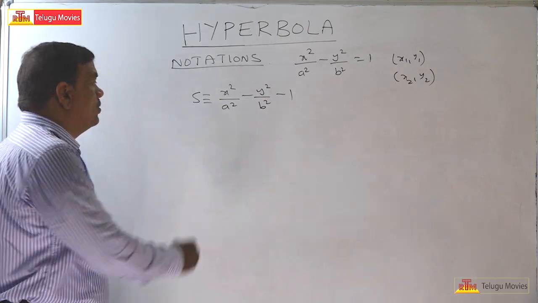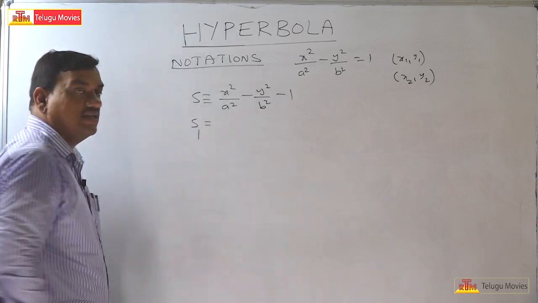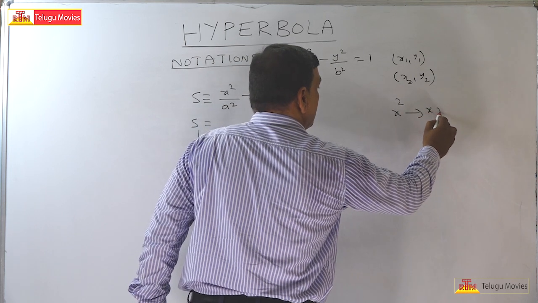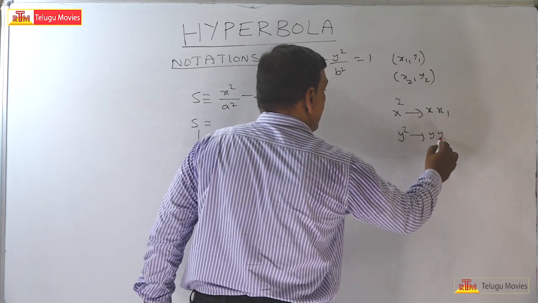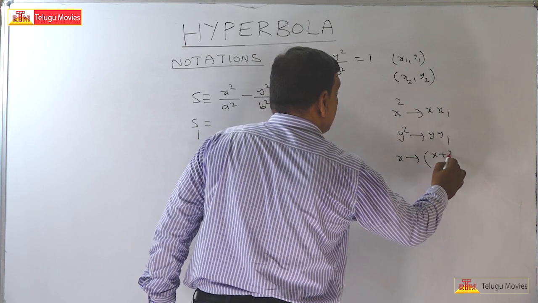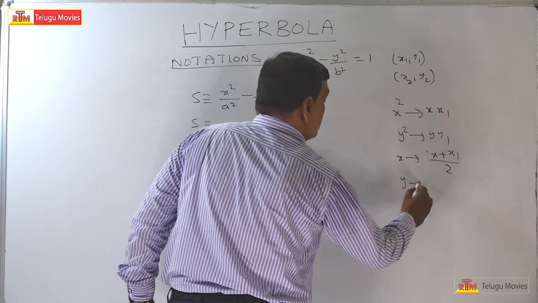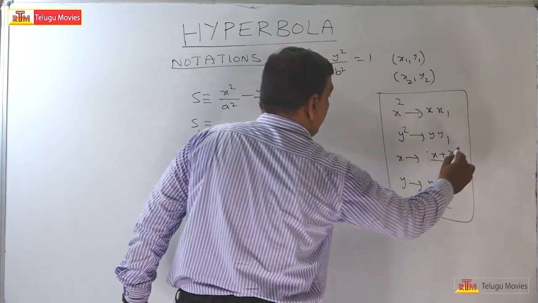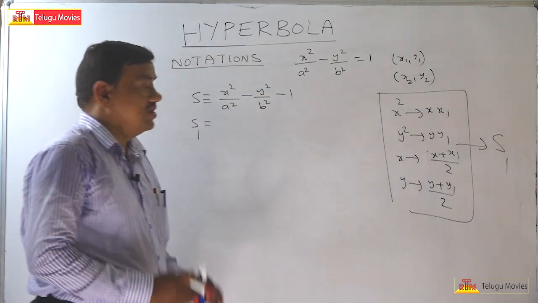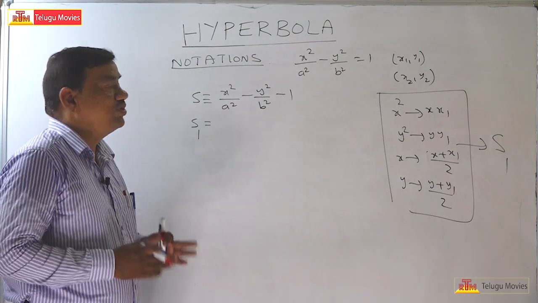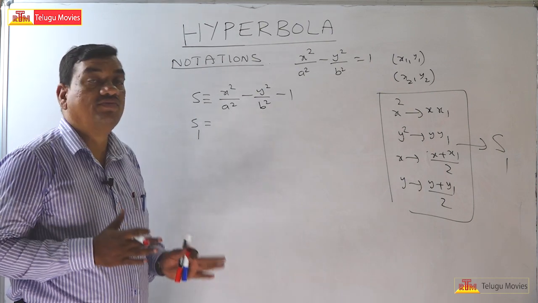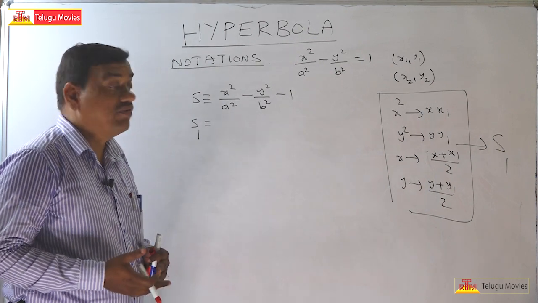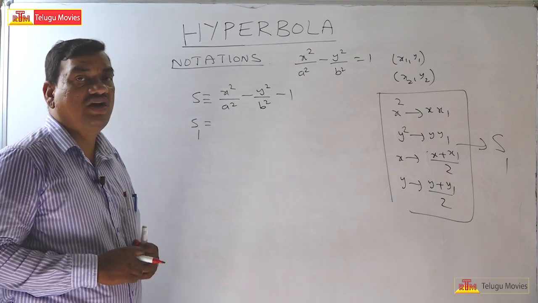Okay, now the first notation, S1, with the point x1, y1. Always remember, S1 means wherever x square is there, put xx1, where y square is there, put yy1. If x is there, put x plus x1 by 2. If y is there, substitute y plus y1 by 2. So these are the notations for S1. Okay now, right? That is the notation for S1.